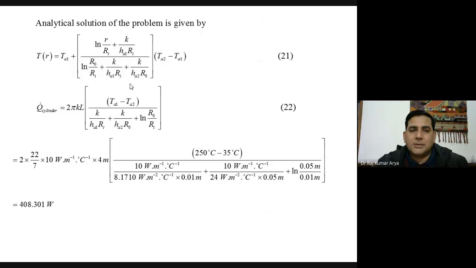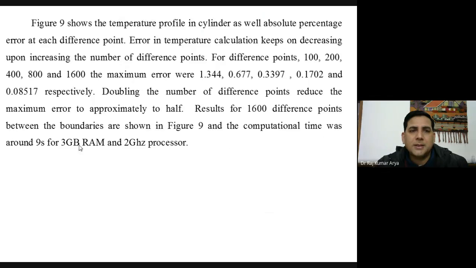Once you calculate that, the heat transfer rate is nothing but minus kA dT upon dx. So once you have the temperature differentiated with respect to r, dT upon dr, you will calculate that only, right? Based on that, this is being calculated.